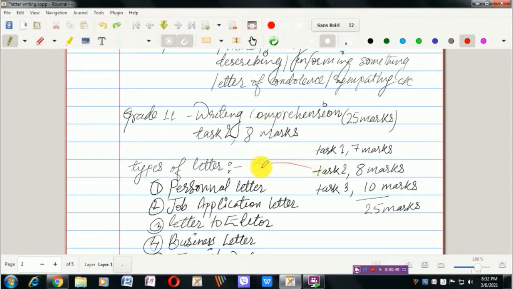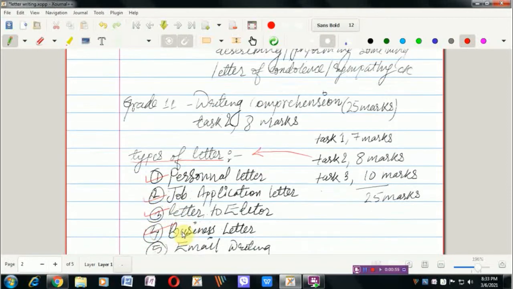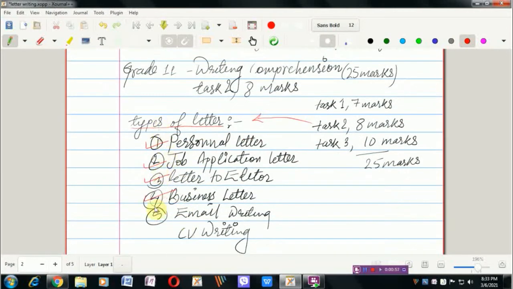In task 2, there are types of letters. We have to write some types of letters. There is personal letter, job application, letter to the editor, business letter, email writing, and CV writing. These 6 items are optional. Any one question from these types will be asked in task 2.